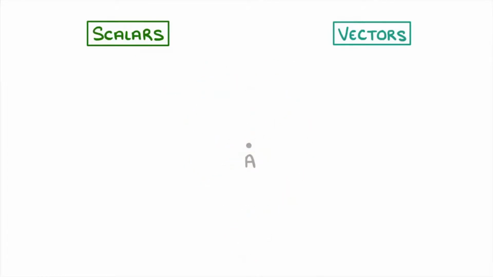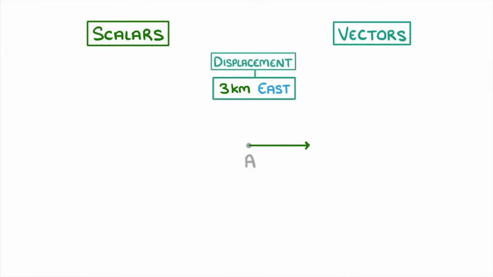However, if you'd started at A and then told us that you walked 3 kilometers east, we'd know exactly where you ended up, because you gave the exact displacement, which is a vector quantity, because it has both a magnitude of 3 kilometers and the direction of east.